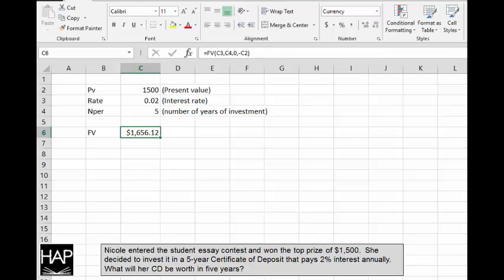I can expect $1,656.12 at the end of 5 years if I invest my winnings in a 2% CD.